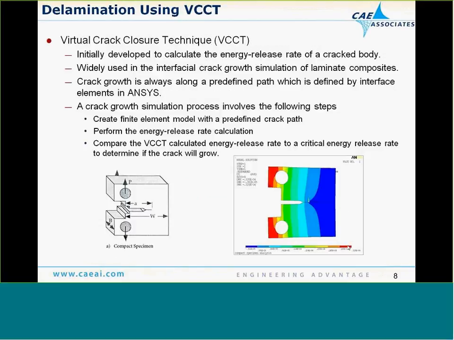The other method of determining whether a delamination is going to propagate is VCCT. VCCT was initially developed to calculate the energy release rate of a cracked body. And it's widely used in crack growth simulation of laminate composites. Again, the crack growth has to be along a predefined path, and none of these techniques are going to predict the direction of a crack. It's going to assume to propagate along a known path. And with VCCT, we perform the VCCT calculation to calculate an energy release rate. We compare that to a critical energy release rate for the material, and we can determine whether the crack will grow or not.